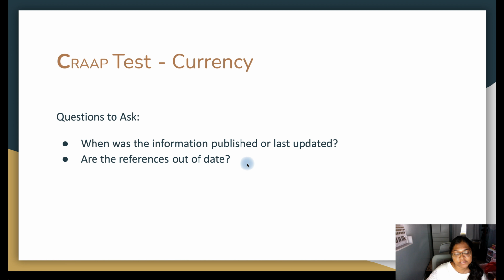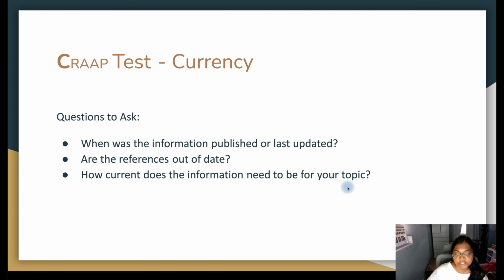Next, are the references out of date? You don't want to have an article that was published in, let's say, 2017, but all of the sources that they're using to support their ideas were from 1997. Because even though that article may have been published more recently, the information that they're basing it on is outdated. So you definitely want to take a quick glance through their references or their linked sources to see how recent the evidence is that they're using.